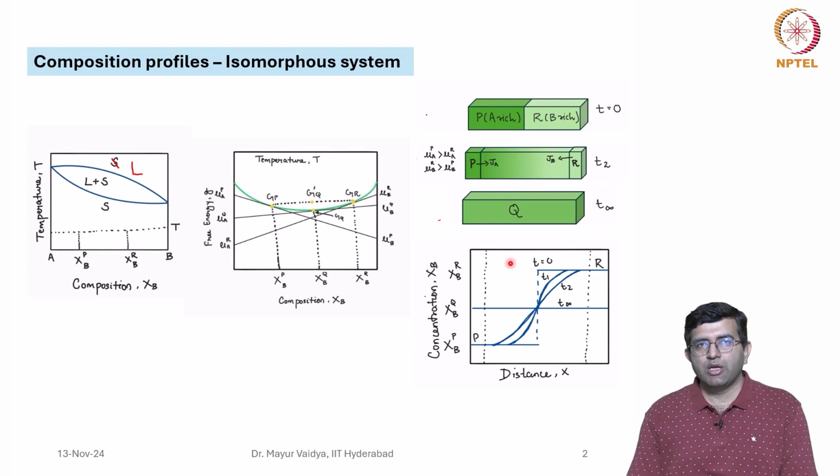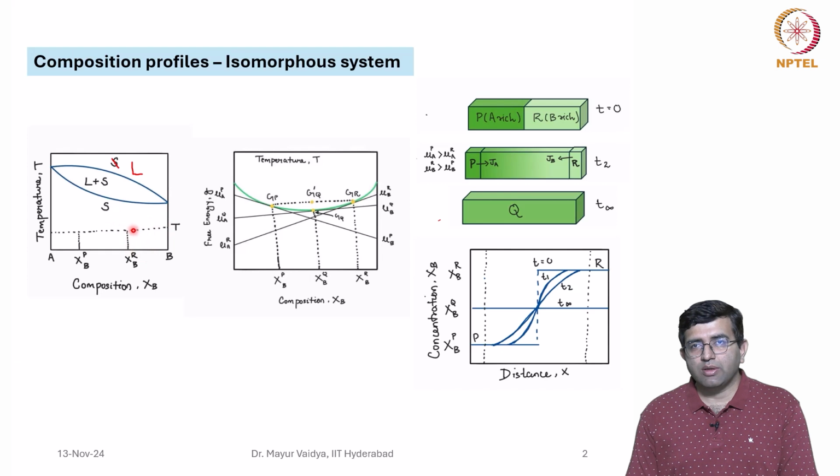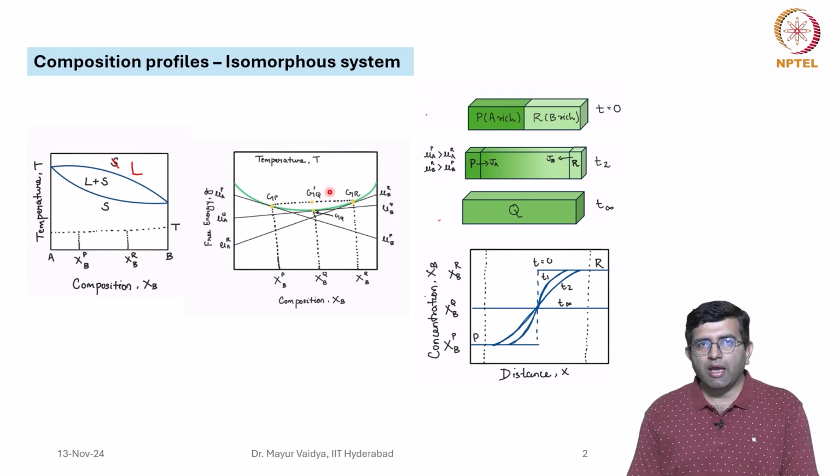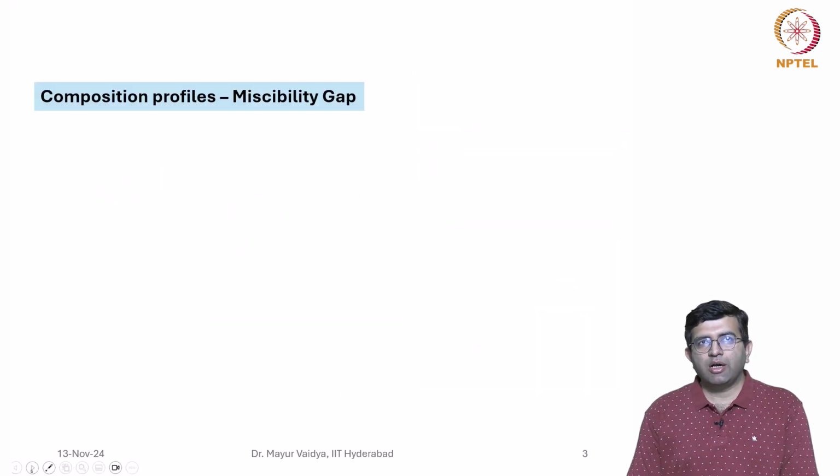So, this is how you can draw a composition profile, or understand the correlation between the composition profile and the interdiffusion zone. Okay. So, you need to understand the system, what the initial phase diagram was, and have the chemical potential gradient understood so that it helps you see which direction the diffusion will happen, and then you can draw the composition profiles.